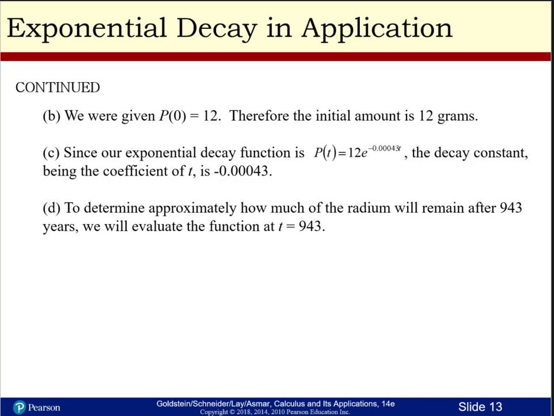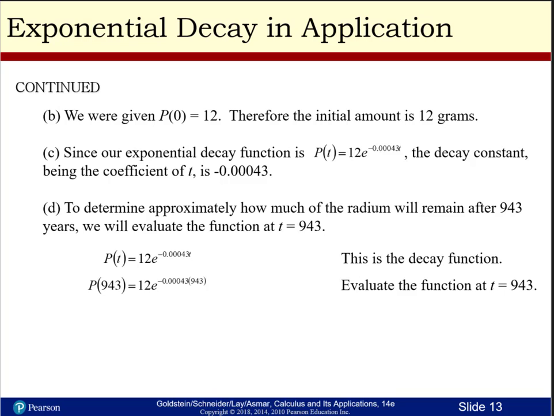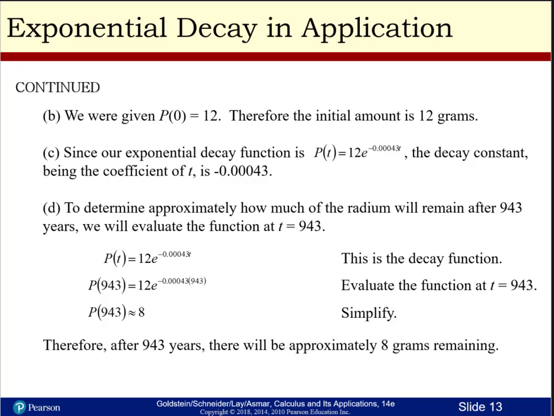To determine approximately how much of the radium will remain after 943 years, we just evaluate the function at 943. So just plop that in there into our decay function, and then we punch the buttons on the calculator. And we get that P equals about 8. Therefore, after 943 years, there's going to be approximately 8 grams remaining.